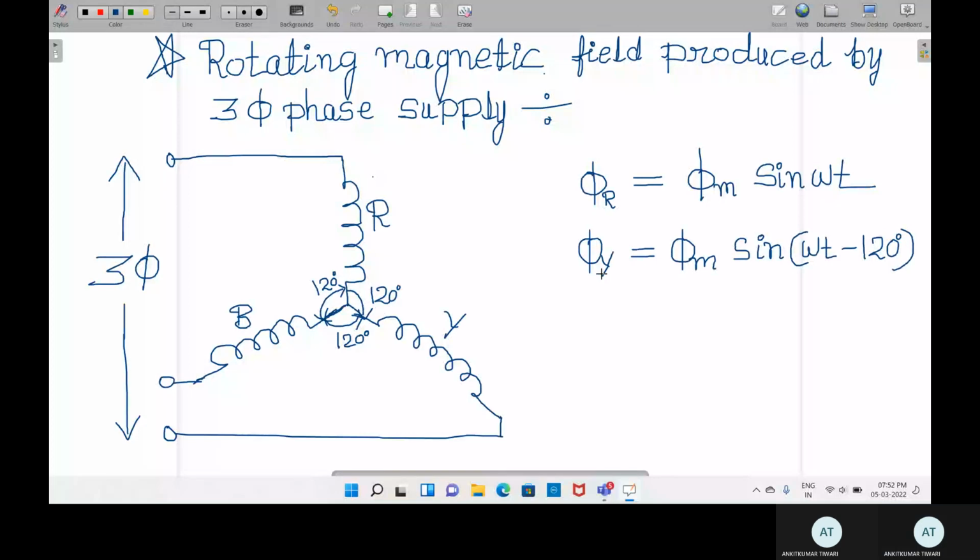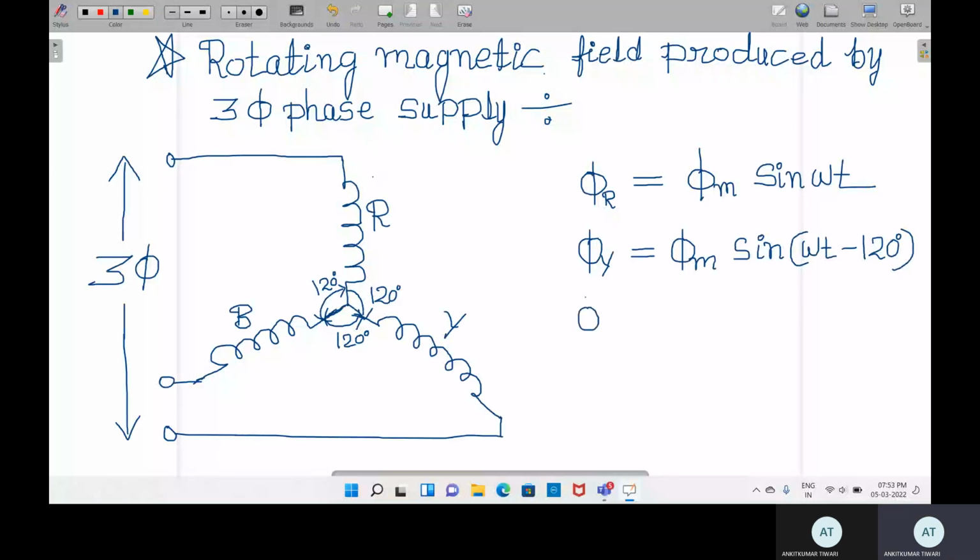Next, phi Y is written as phi m sine omega t minus 120 degrees, because it is 120 degrees behind the flux phi R, since its coil is also placed 120 degrees behind the R. Similarly, there will be the flux phi B, which will be produced by the coil B.